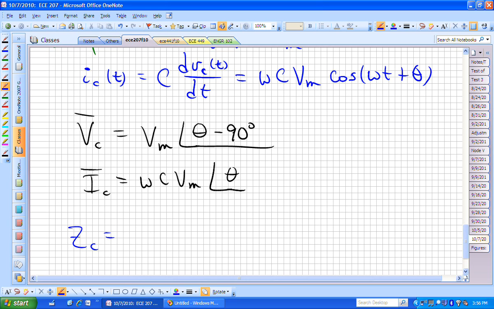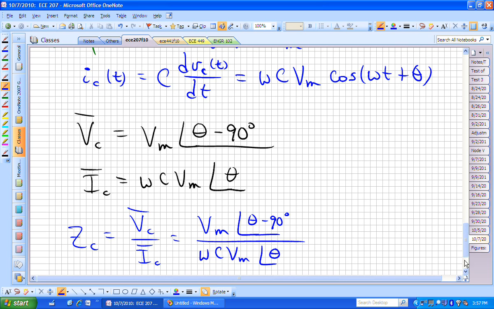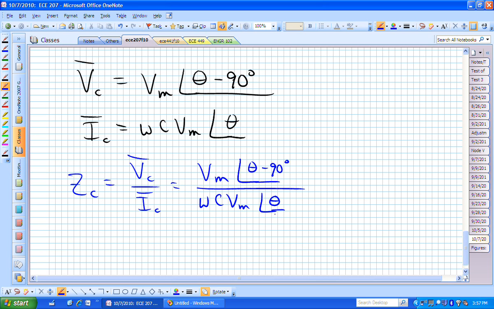Z sub C. Again, we're looking for this ratio of voltage over current to give us the complex impedance. This is V sub C bar over I sub C bar. We now have V sub m at an angle of theta minus 90 degrees over omega C V sub m at an angle of theta. Let's cancel the common magnitude of V sub m. We now have 1 over omega C at what angle? Minus 90 degrees.